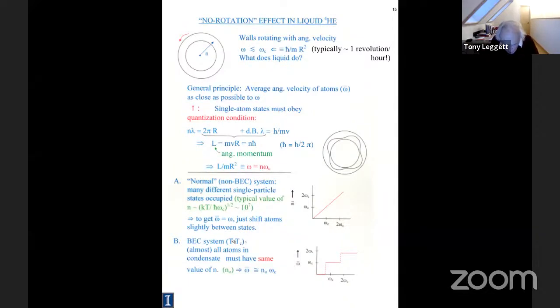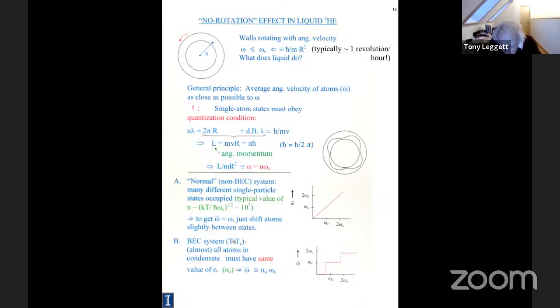But now let's go to low temperatures below the transition temperature for Bose condensation. Then you find that almost all the atoms are in the condensate, and that means they must all be behaving in the same way, they must have the same value of n. So if that value of n is n sub 0, that means that the angular velocity of the liquid cannot be just anything. It has to be n0 times this omega sub c. That's the quantity defined at the top of the slide there, h bar over m r squared.